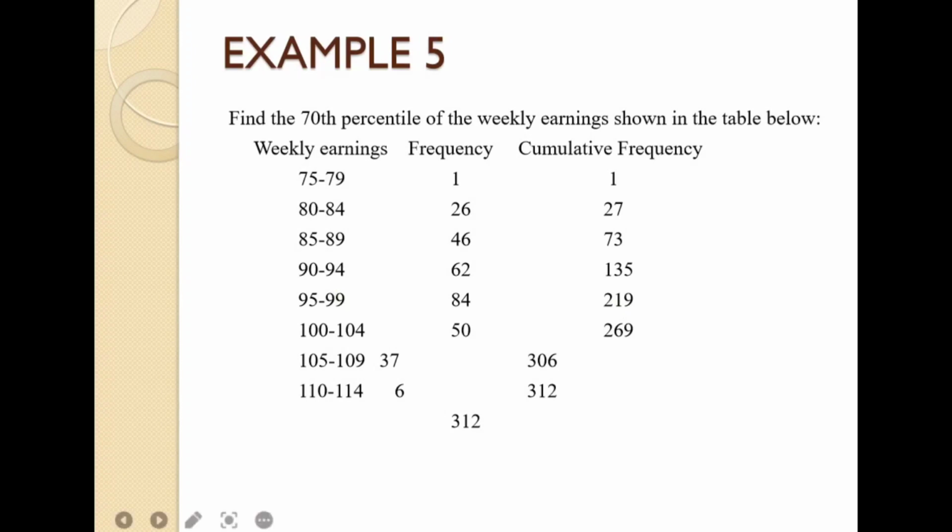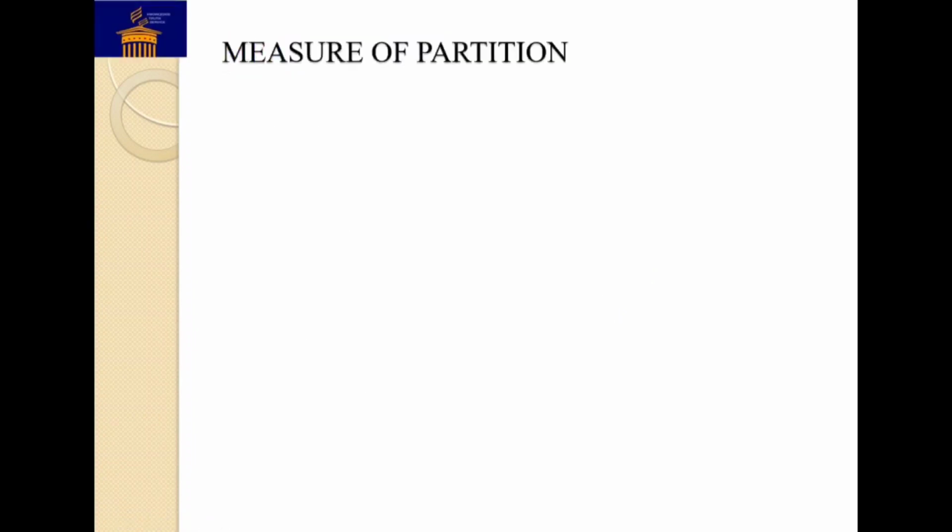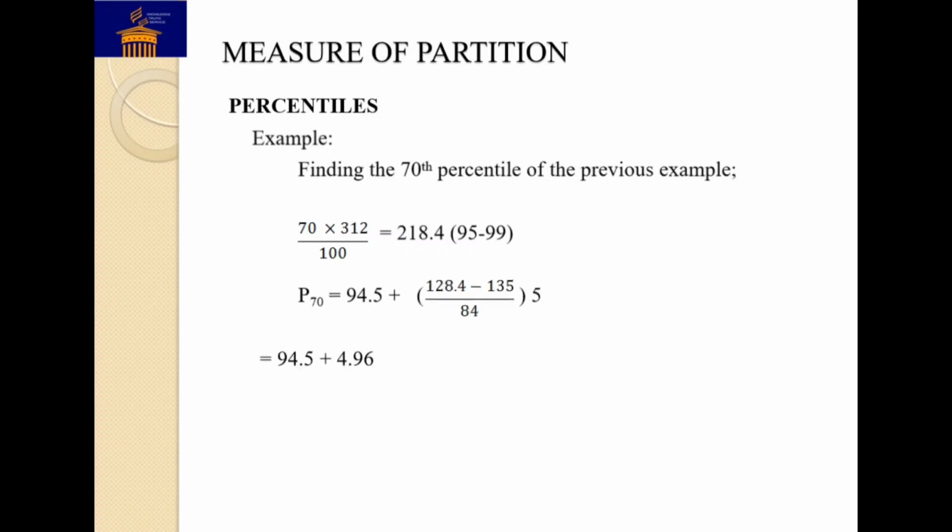So the lower class boundary of this is 94.5. The frequency of that class is 84. And the cumulative frequency before that class is 135. Let's put it into the formula and solve that. So we have 94.5 plus 218.4 minus 135, which is the cumulative frequency before that class, over 84, which is the frequency of the 70th percentile class, into 5, which is the class size. And that brings us to 94.5 plus 4.96.